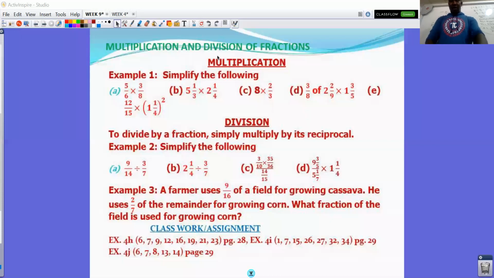The assignment is down on the screen. Can you see the assignment? Look at the screen. Classwork/assignment. Exercise 4H: 6, 7, 9, 12, 16, 19, 21, 23. That's page 28. Then the other one is exercise 4I: 1, 7, 15, 26, 27, 32, 34. Page 29. And the other one is exercise 4J: 6, 7, 8, 13, 14.